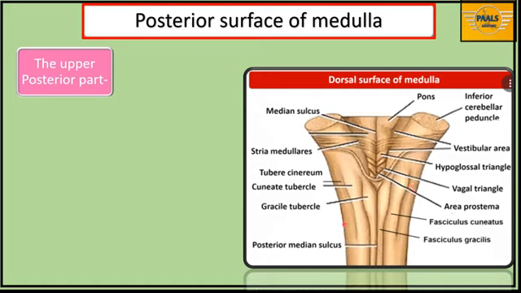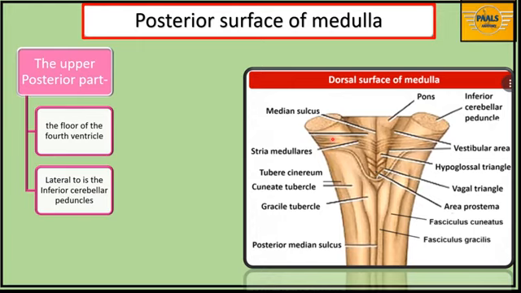Now in this upper part, we'll be seeing a triangular fossa here. This triangular fossa is forming the lower part of the floor of the fourth ventricle. By the side of this triangular fossa, we see these cylindrical bodies. These bodies are called the inferior cerebellar peduncle. These are the attachments of the medulla to the cerebellum. Now let's go to the lower part.